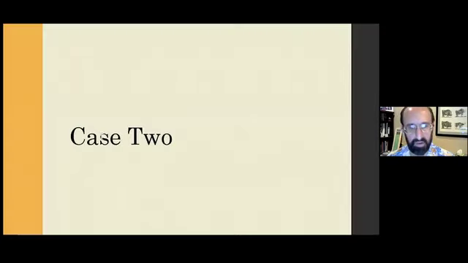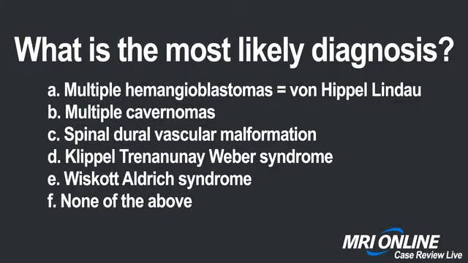And Ashley, can we have the polling? Okay, that's what's the most likely diagnosis. Is this multiple hemangioblastomas of the spine leading to the diagnosis of von Hippel-Lindau disease? Is this multiple cavernomas? Is it a spinal dural vascular malformation? Is it Klippel-Trenaunay-Weber syndrome? Is it Wiskott-Aldrich syndrome, or none of the above? So what's the most likely diagnosis?